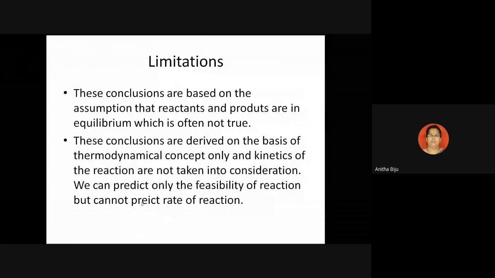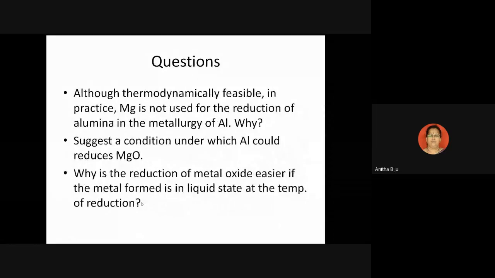Now, few questions are also there on the basis of this. You can note down these questions. I will discuss the answers and give them to you in a PDF file. So you write the question. All the 3 questions, try to write. I will give time. First one: although thermodynamically feasible, in practice, magnesium is not used for the reduction of alumina in the metallurgy of alumina. These are the 3 questions.